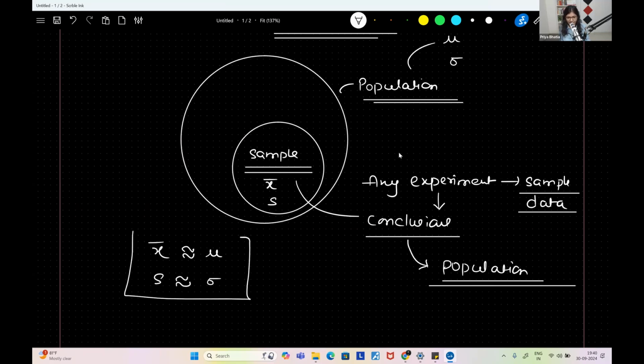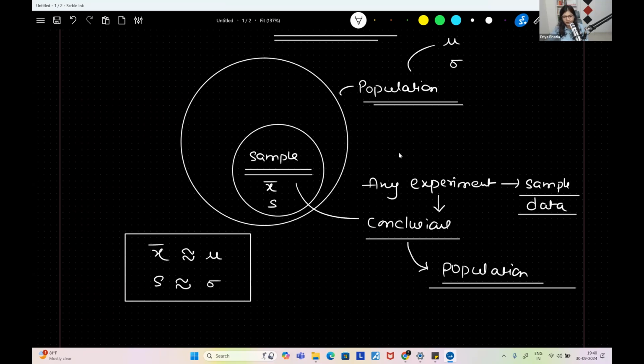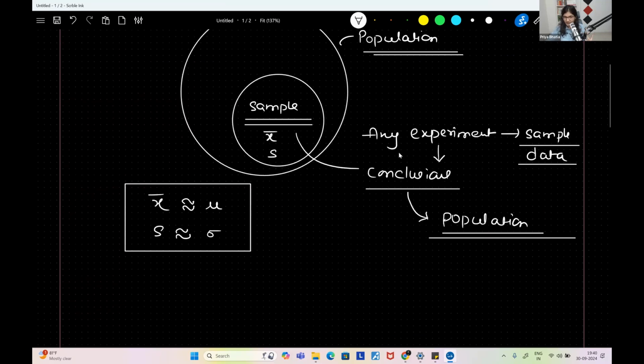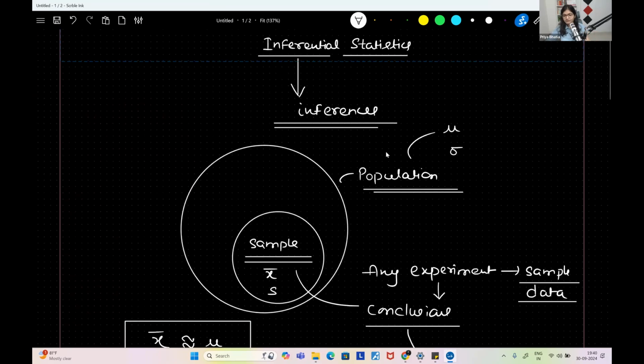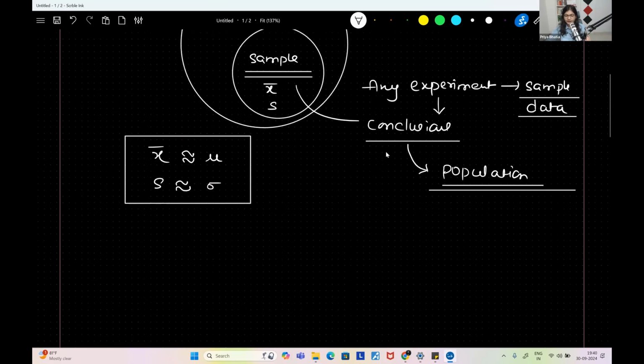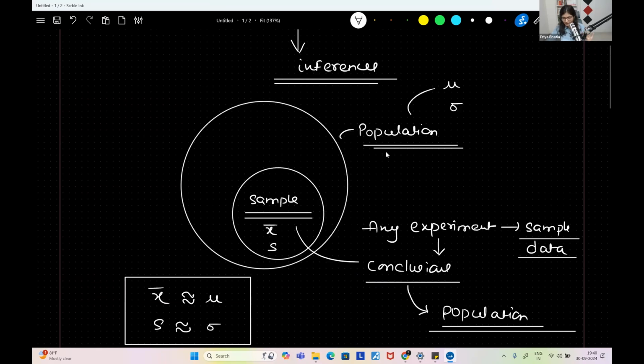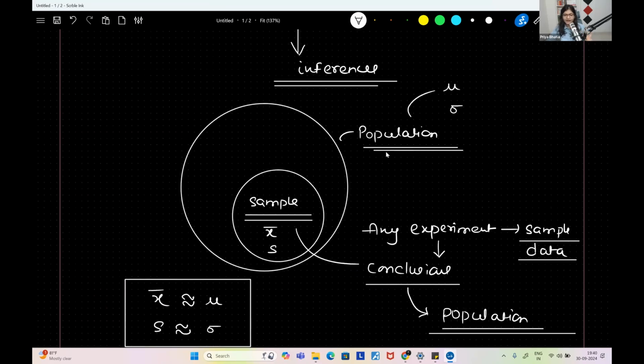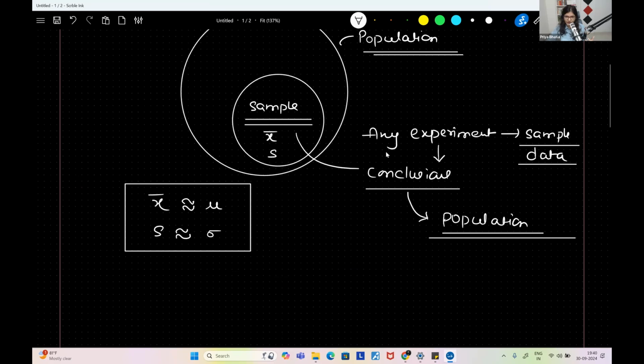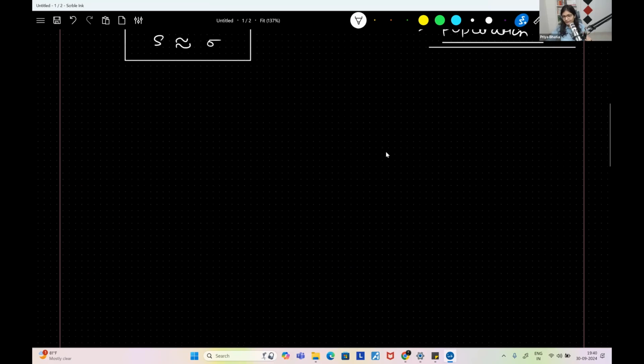This is the overall idea which we want to make at the end of the day after doing any kind of experiment. And I think I have discussed this multiple times in the last classes as well. So today we will see what hypothesis testing is and what role it plays in terms of bringing up these kinds of inferences, right?